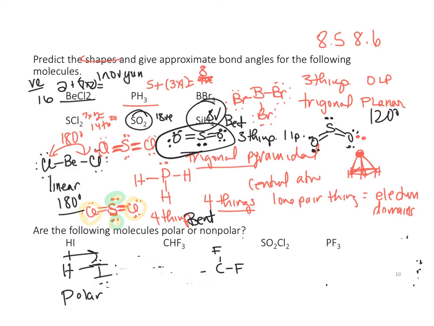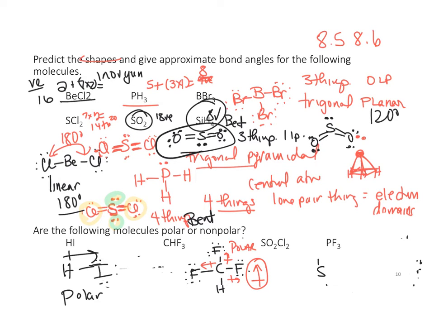CHF3, well, there's no symmetry there because the hydrogen is not a fluorine. And so each one of these is going to pull the electron density towards itself. So overall, your electronegativity is going to be going, if you add these vectors, in a direction towards the fluorines, and this makes it polar.